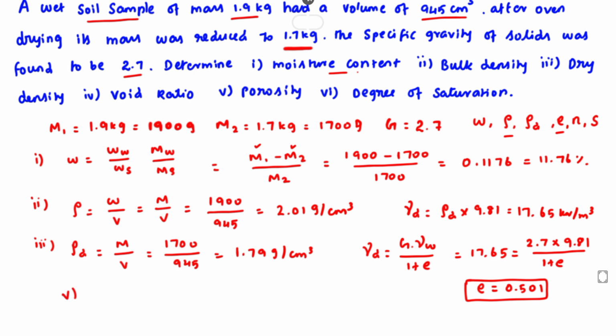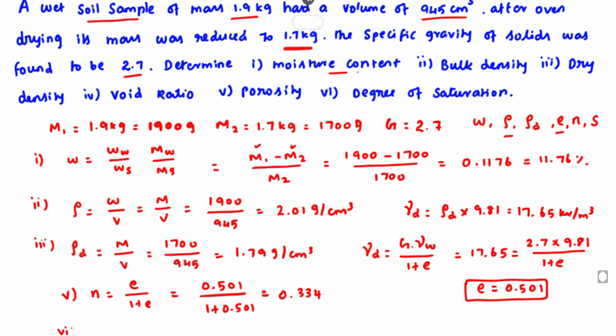Next thing, fifth thing, is porosity. N equals the formula E divided by 1 plus E. E we found out is 0.501, so 0.501 divided by 1 plus 0.501. We got the value of porosity 0.334.